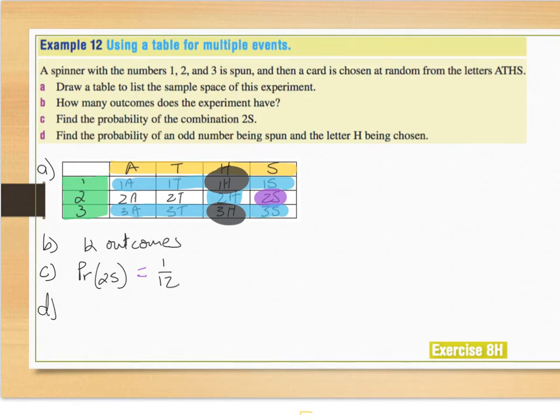So I'm going to say the probability of having odd and H. Always write the event down here so you know what we're talking about. And now we're going to say there's 2 out of 12. And always simplify to 1 over 6. So the probability of finding an odd and an H is 1 over 6.